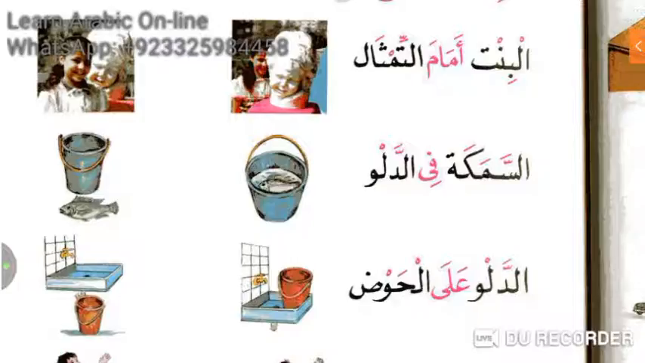Is it the bucket or the pail? The bucket. So which picture is correct? The fish is in the bucket, so that would be the one to the right. So you put a tick symbol on that picture. Okay, next.